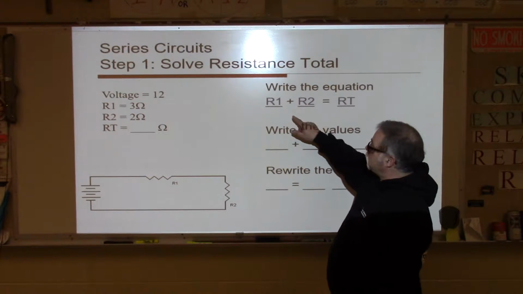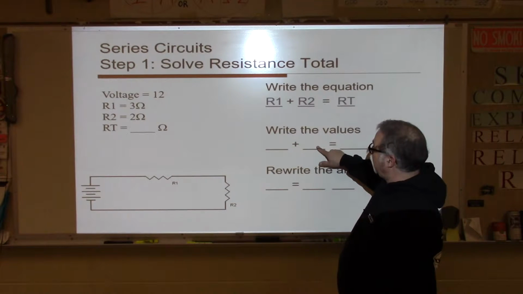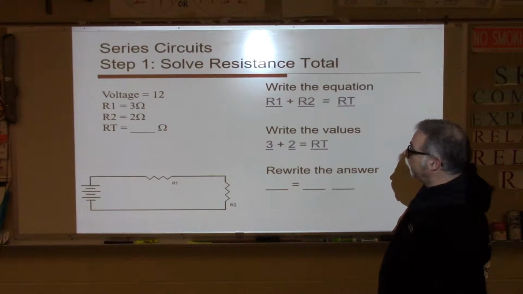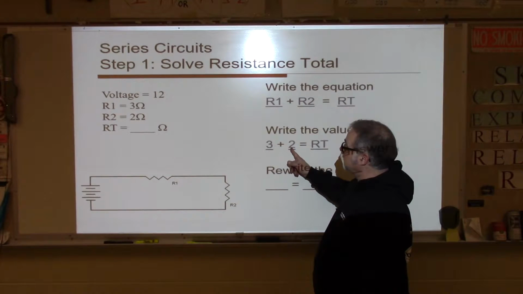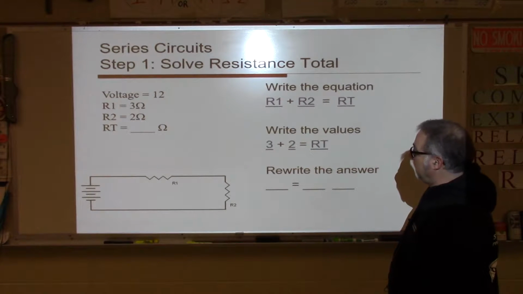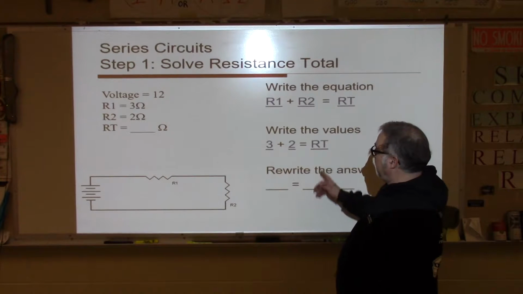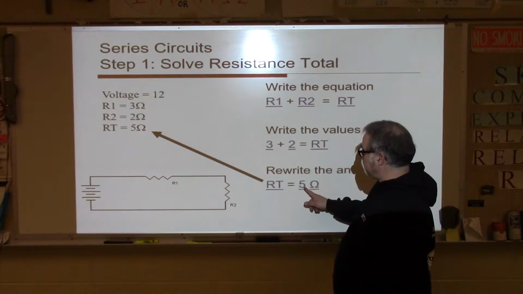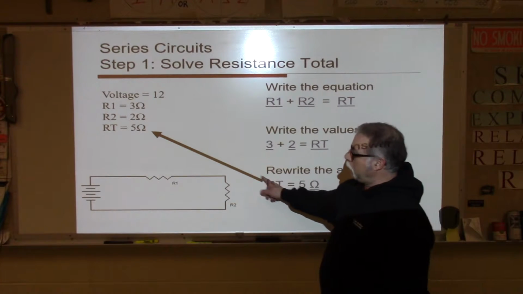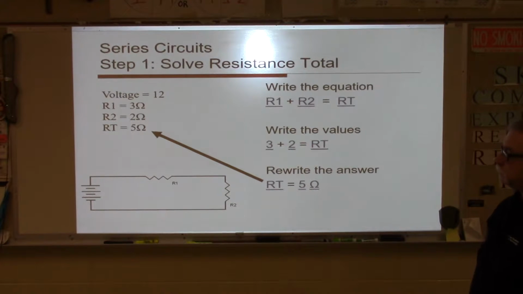The next step is we'll take the actual numeric value for R1 and R2 and put them here. So R1 was 3 ohms, R2 is 2 ohms. 3 plus 2 equals the resistance total for the series circuit. And then we rewrite the answer. And the answer is RT is equal to 3 plus 2, which is 5 ohms, and we carry that back and place it with our other values.